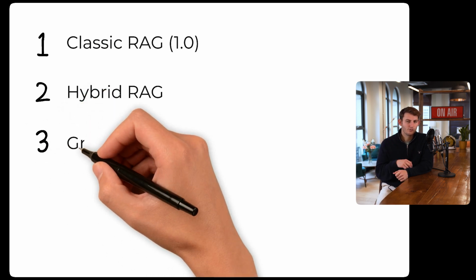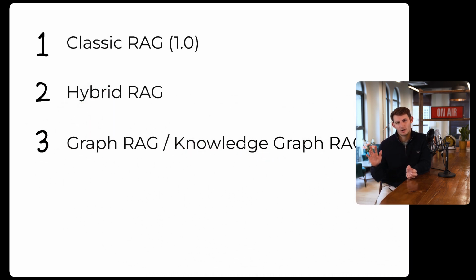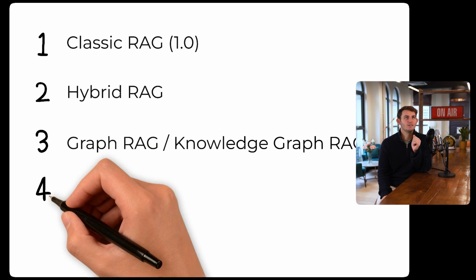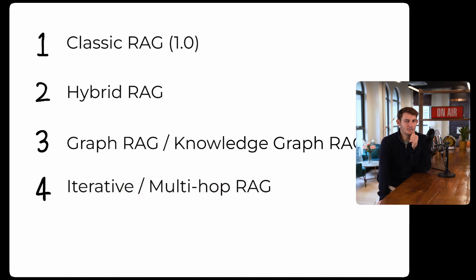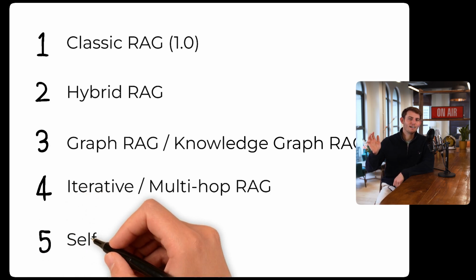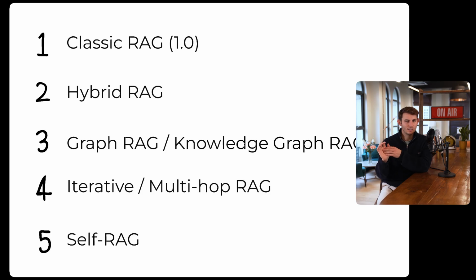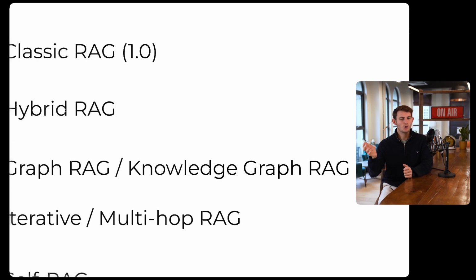Number 3, graph RAG or knowledge graph RAG. It links data by entities and relationships, improving reasoning across connected documents. Number 4, interactive multi-hop RAG. The model retrieves, thinks, retrieves again for multi-step reasoning or synthesis tasks. And the last one, self-RAG. The model criticizes its own answer and decides if it needs to fetch more content.